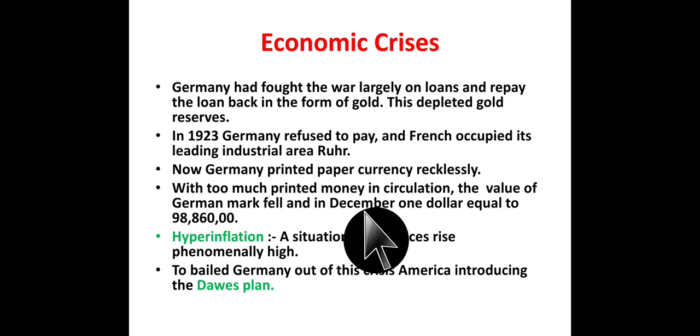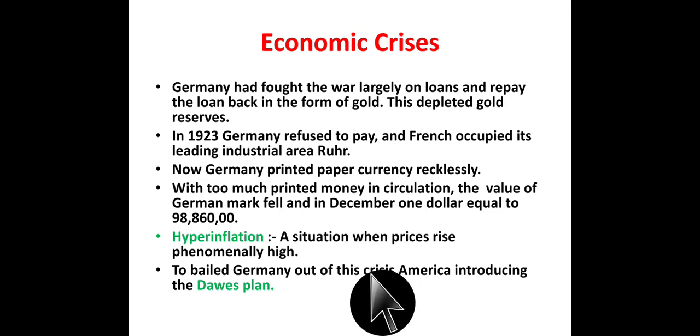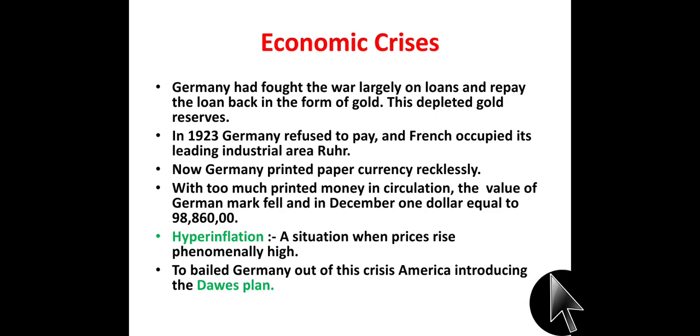We all know that after the First World War, the economic condition of Germany was very bad. Germany was in hyperinflation. I mean, prices of everything rose phenomenally high. And to bring it out of this situation, America introduced the Dawes Plan.